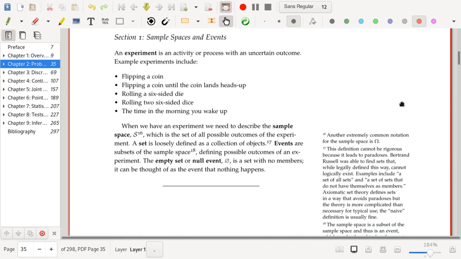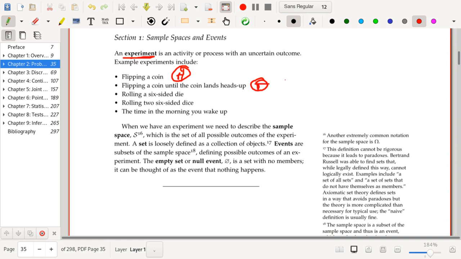So we start out with the idea of an experiment. An experiment is an activity or process with an uncertain outcome. Examples of experiments include flipping a coin, or flipping a coin until the coin lands heads up, or rolling a six-sided die, or rolling two six-sided dice, or you could even have something a bit more abstract, such as the time in the morning that you wake up. That can also be understood via probability theory.